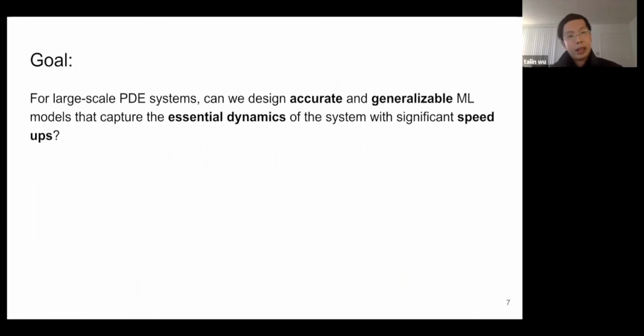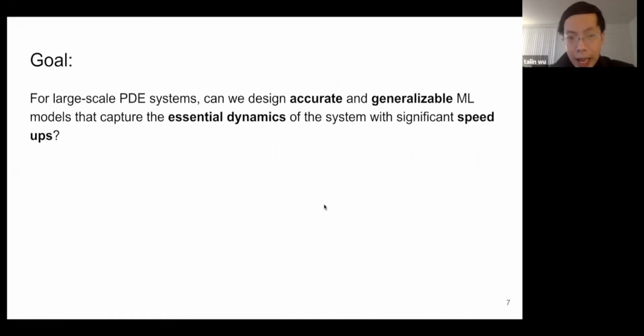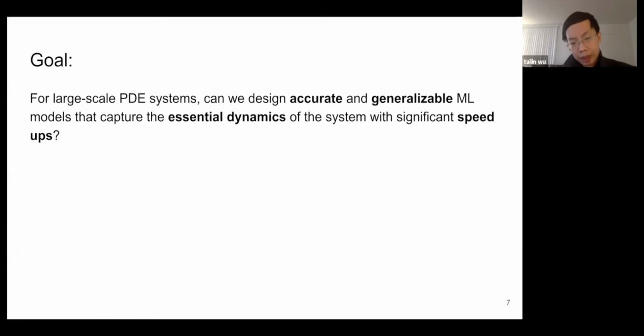So the goal of our work is, for these large scale systems, to design a machine learning model that can learn an accurate and also generalizable model that can capture the essential dynamics of the system and also achieve speed up. As we saw before, these systems usually have some characteristics that can endow a representation that can describe the system with a much smaller dimension.